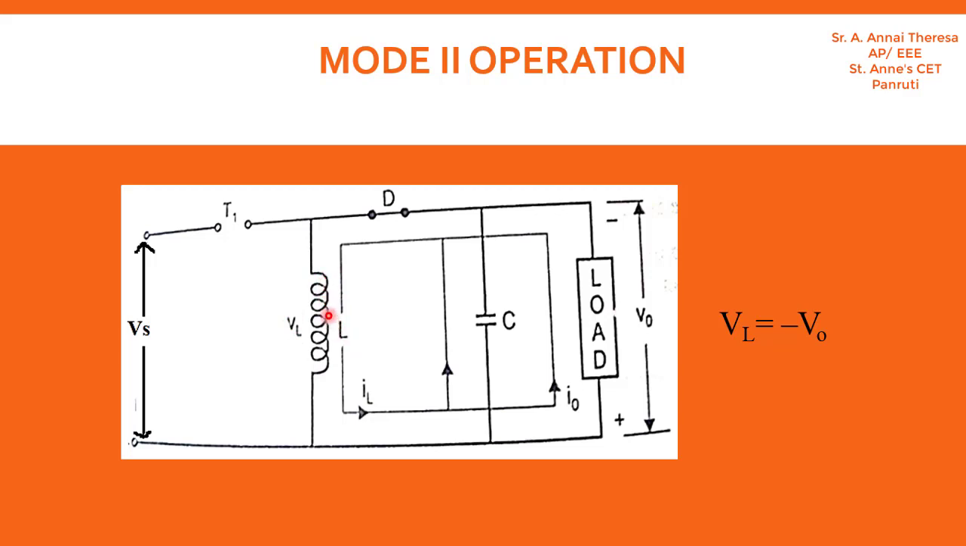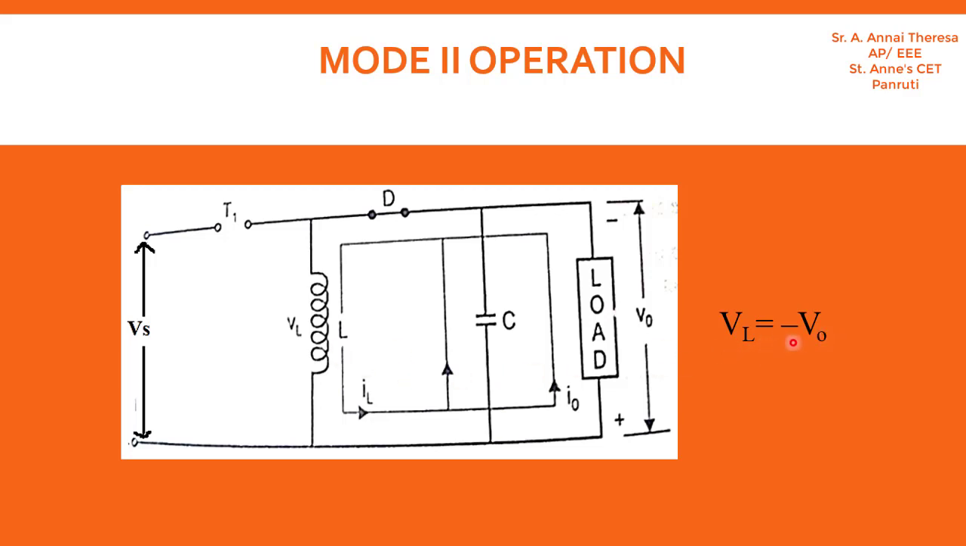What will be the voltage across this inductor? That is, VL is equal to minus V0. So it has changed its polarity. Since it is discharging, VL is equal to minus V0.